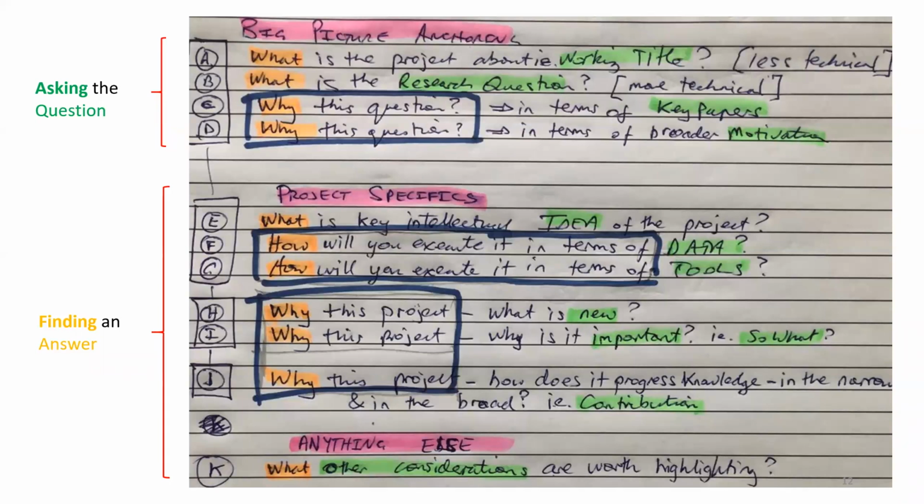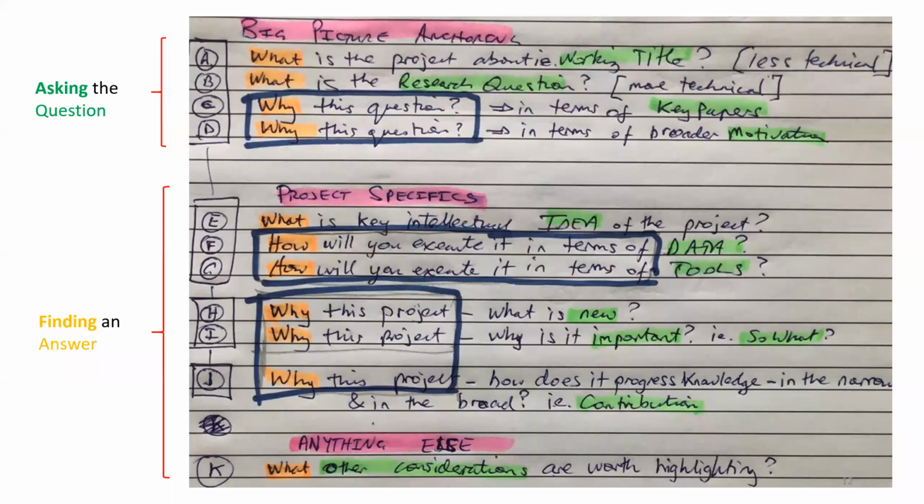The suggestion with regard to the three pink headings are three segments of this framework. The first segment is what I've described as the big picture anchoring or framing. The second segment is about, and is the core of the framework, the project specifics. And then the final item is essentially asking us, is there anything else?